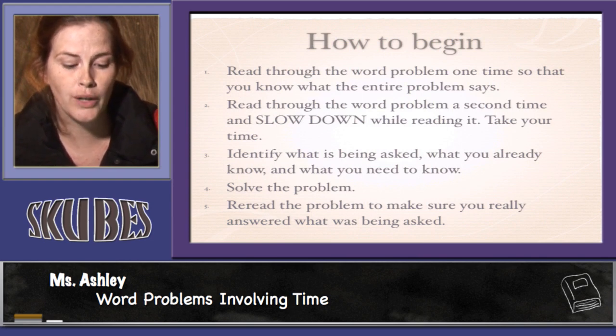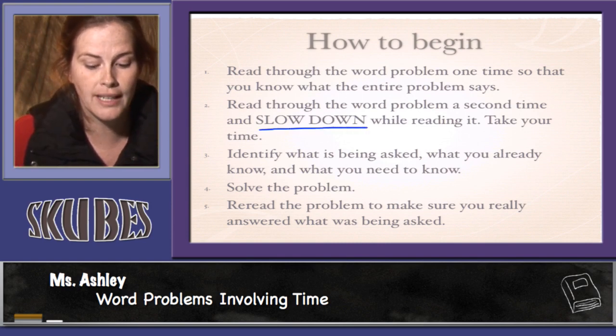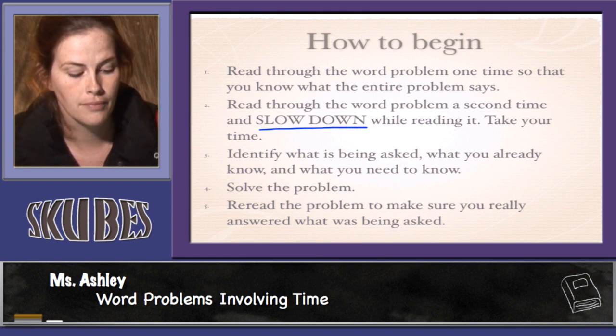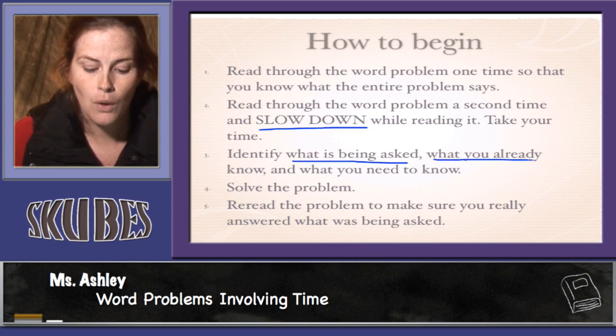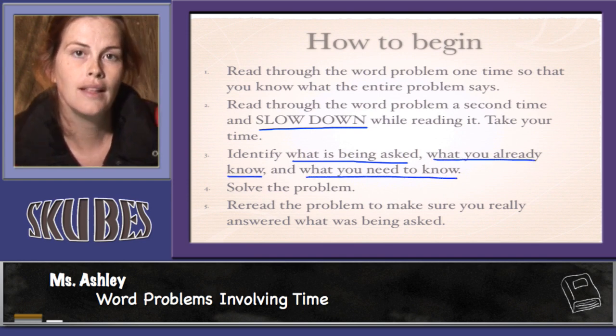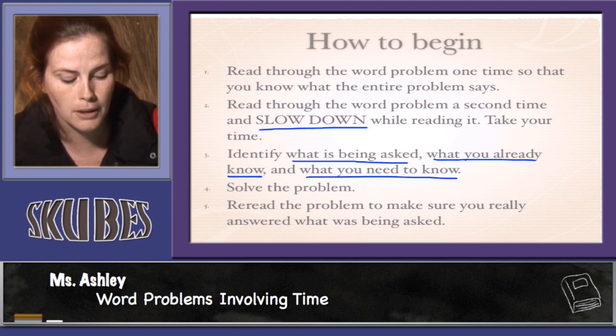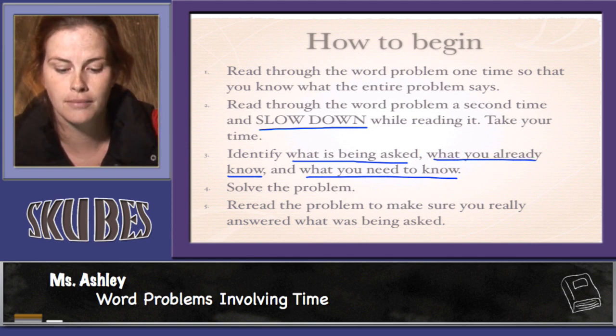The first step is to read through the word problem one time so that you know what the entire problem says. Next, read through the word problem a second time and slow down while reading it. Take your time. After this, you need to identify what is being asked, what you already know, and what you need to know. The next step is to solve the problem. And finally, reread the problem to make sure you really answered what was being asked.